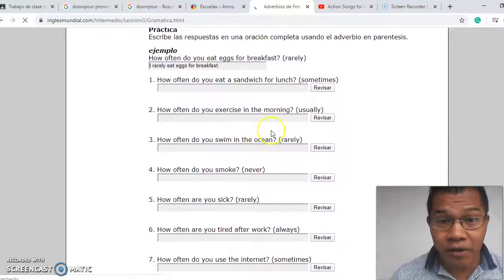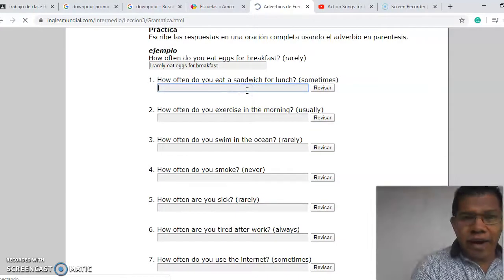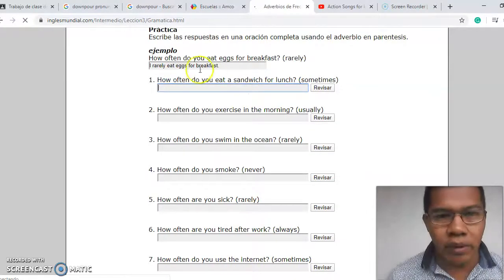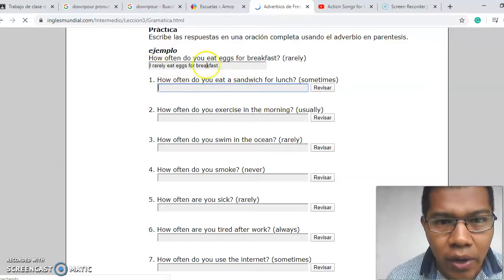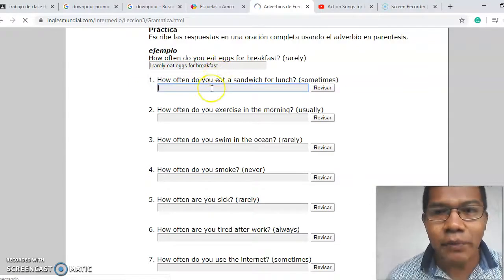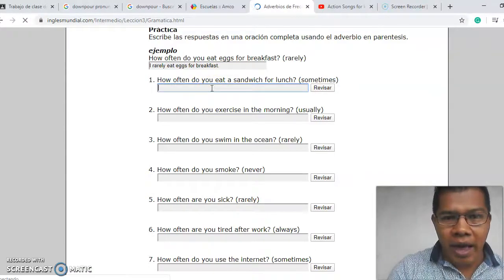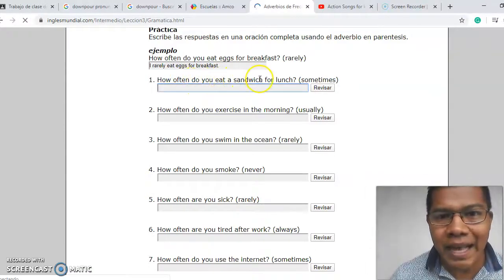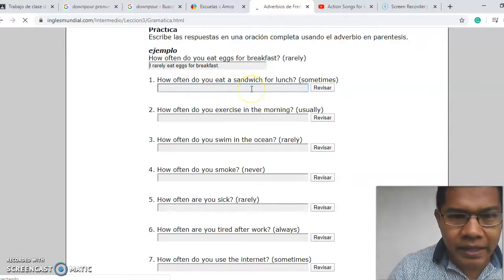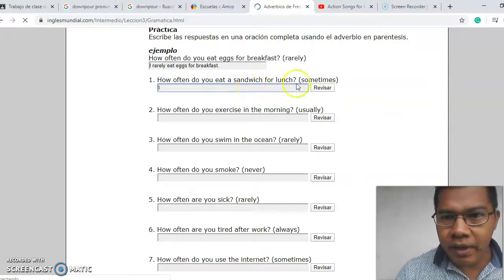Here, this part is very important. Here is what I tell you. Check the example. Capital letter, period. I have to start my answer with a capital letter and end with a period. How often do you eat a sandwich for lunch? Capital letter, I, is giving me sometimes.